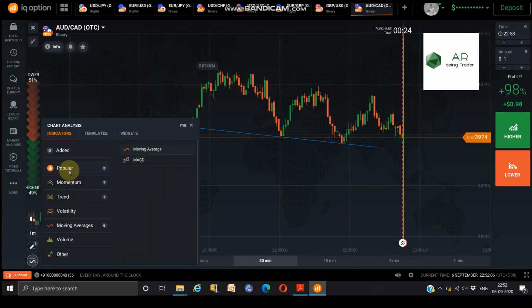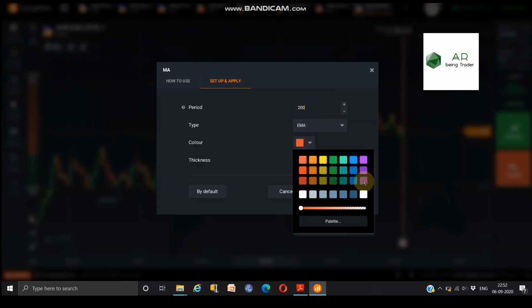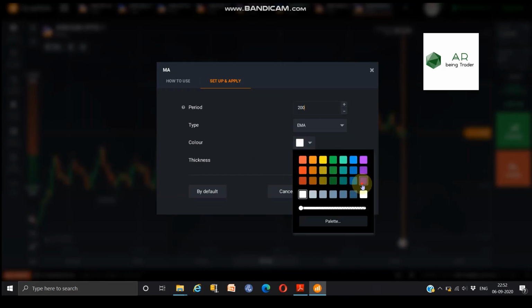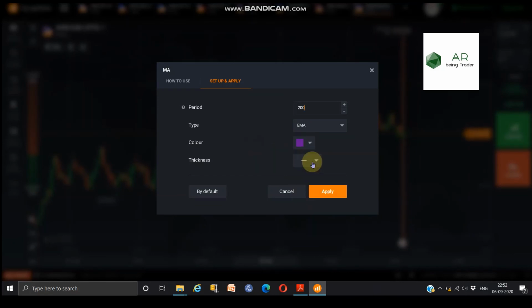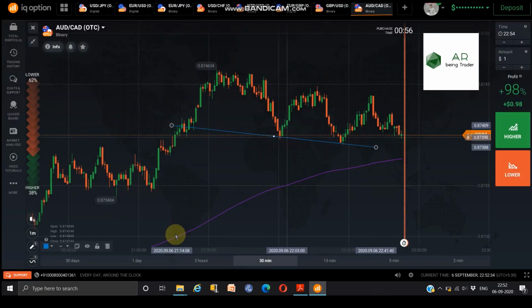Moving averages, guys. I'm taking moving averages. I always use EMA. Most of the people, as I already told, use EMA. I took 50 here. No, let me take 200 first. I'm going to take it in purple, and let me make it very thick. It's a 200. You can see it's a 200.